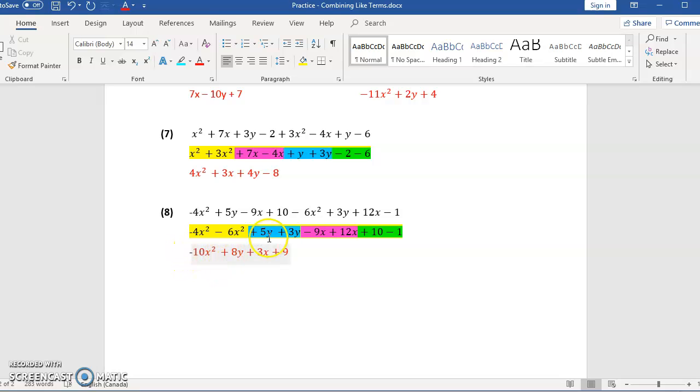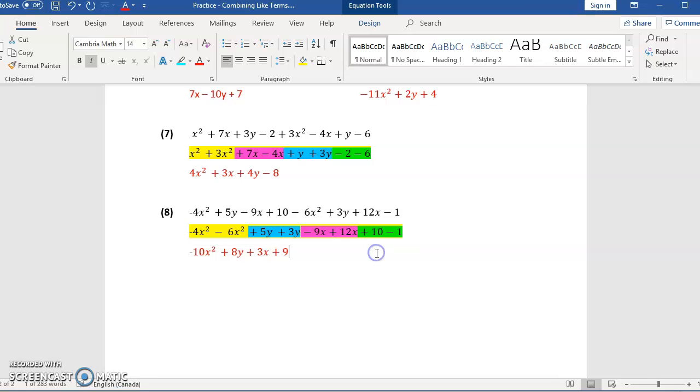Negative 10x squared plus 5 plus 3. So 5 plus 3 is plus 8y. Minus 9 plus 12. So what's negative 9 plus 12? That's plus 3x. And then plus 10 minus 1. That's plus 9. So the biggest key is don't forget that sign attached to the front.